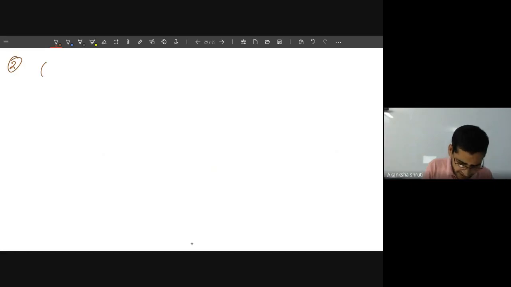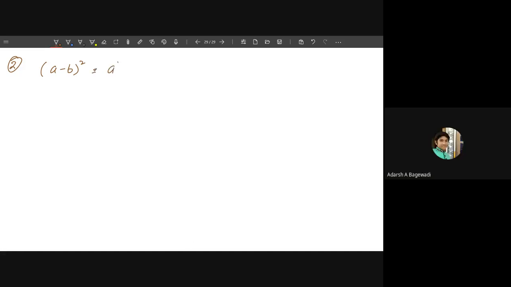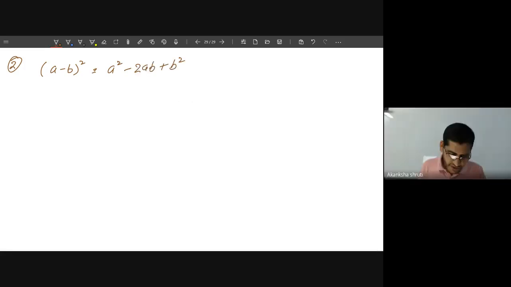The second one is (a minus b) whole square. This identity is written as a square minus 2ab plus b square. A student asks, how to remember this?